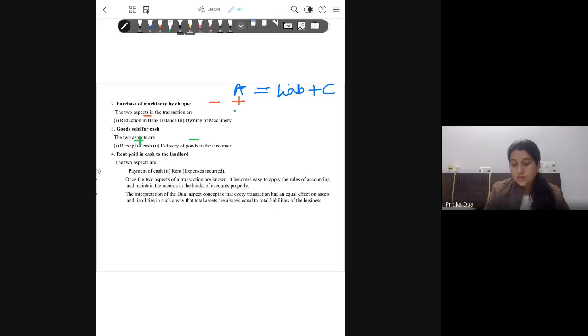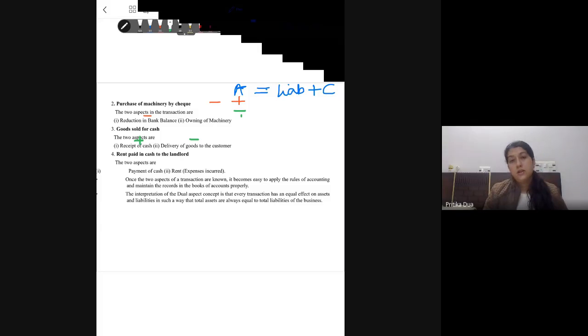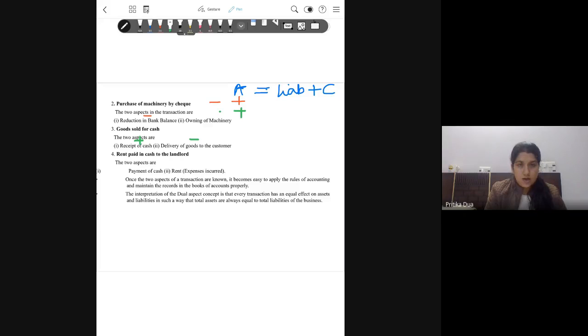ठीक है, so let's for the time being focus on entry number 3, which is goods sold for cash. So cash moves up in the business and goods are moving out of the business. So my assets are increasing by the amount of cash, but goods which were again part of the assets, they are going out of the business, so they are also reducing by the same amount. Again, the equality of the accounting equation holds. Let's move to the next entry.